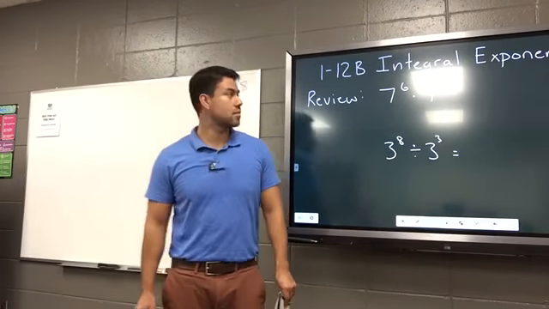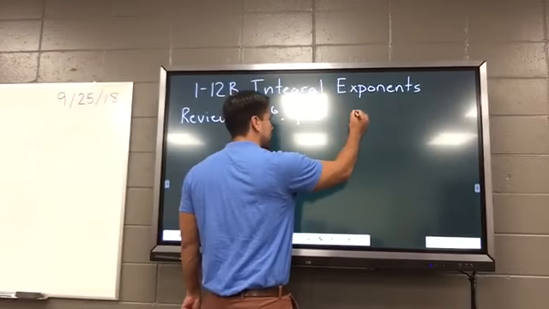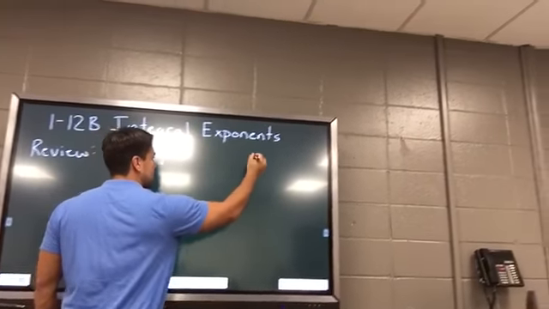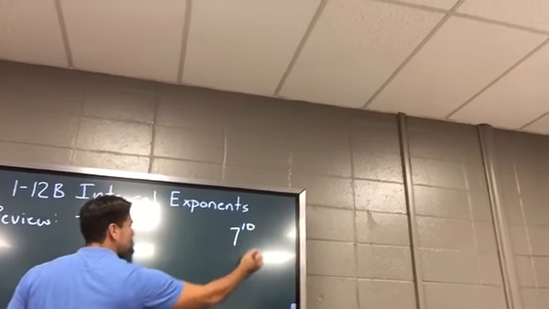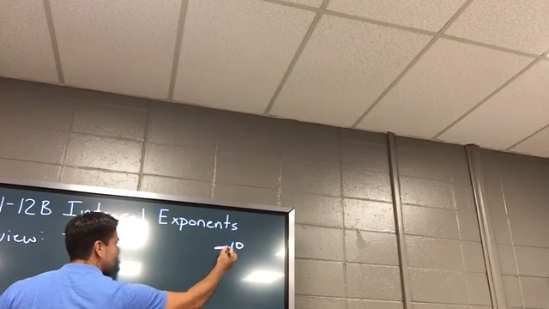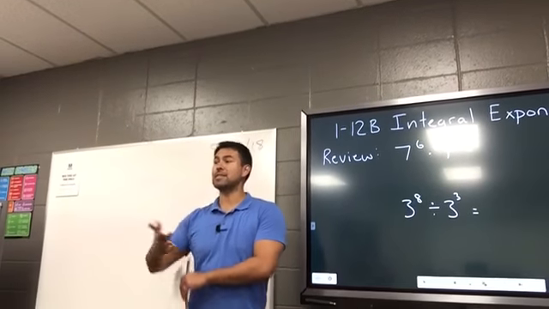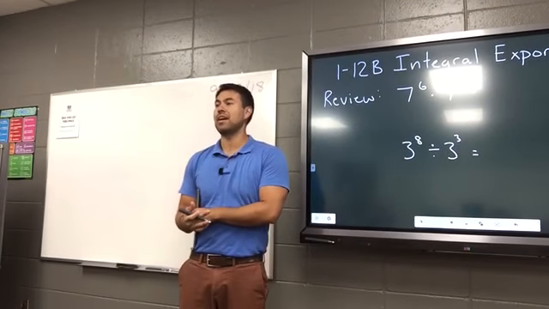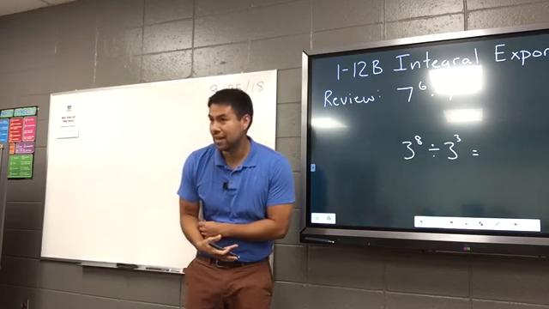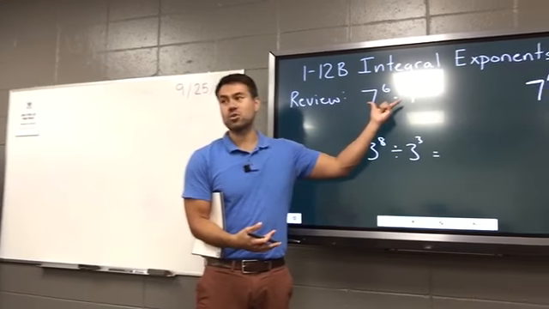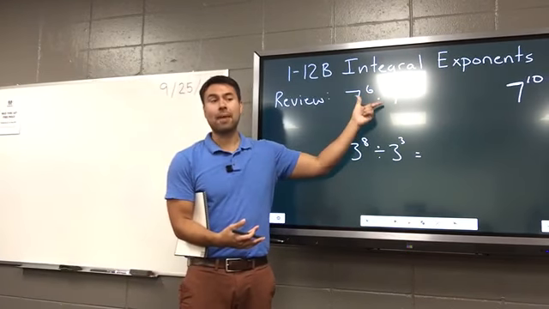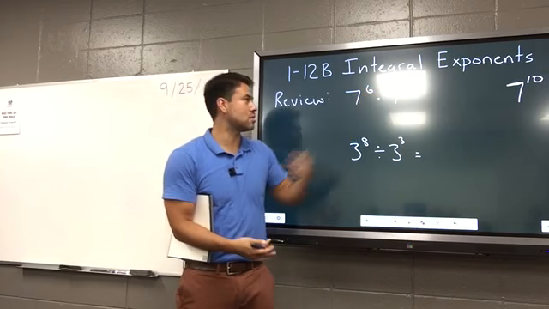Add 6 plus 4. Okay, why do you add 6 plus 4 to get 7 to the 10th? I need the explanation. They have the same base. Okay, they have the same base, and those bases are being multiplied. So when you have two powers that are being multiplied, and they happen to have the same base, what do you do with those exponents?